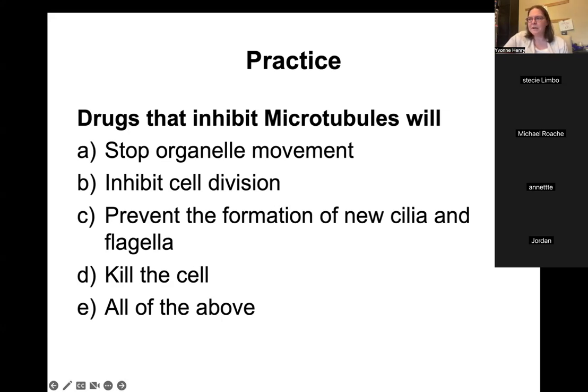You don't have any microtubules. So think of what microtubules are involved in and then put in the chat what the consequence of that would be. Not the cause, the consequence, that's the word.